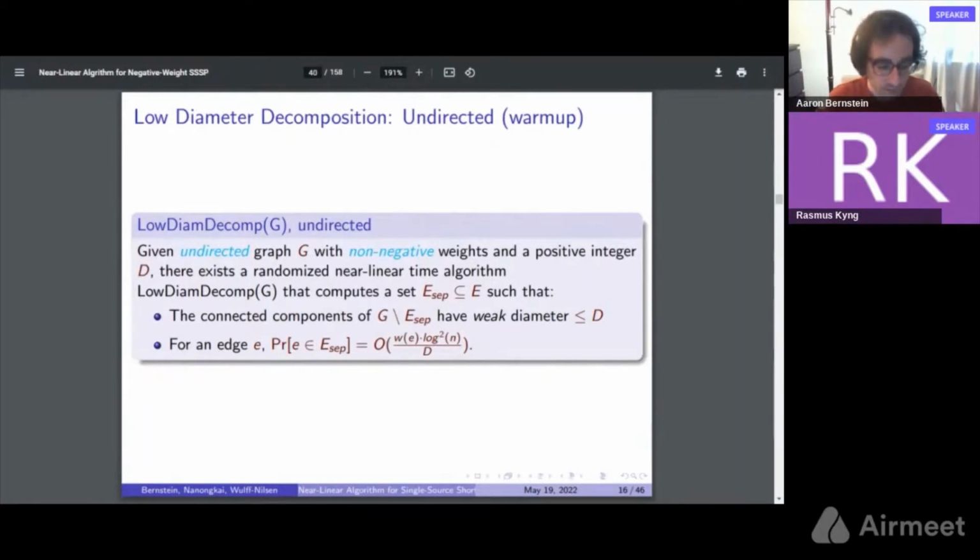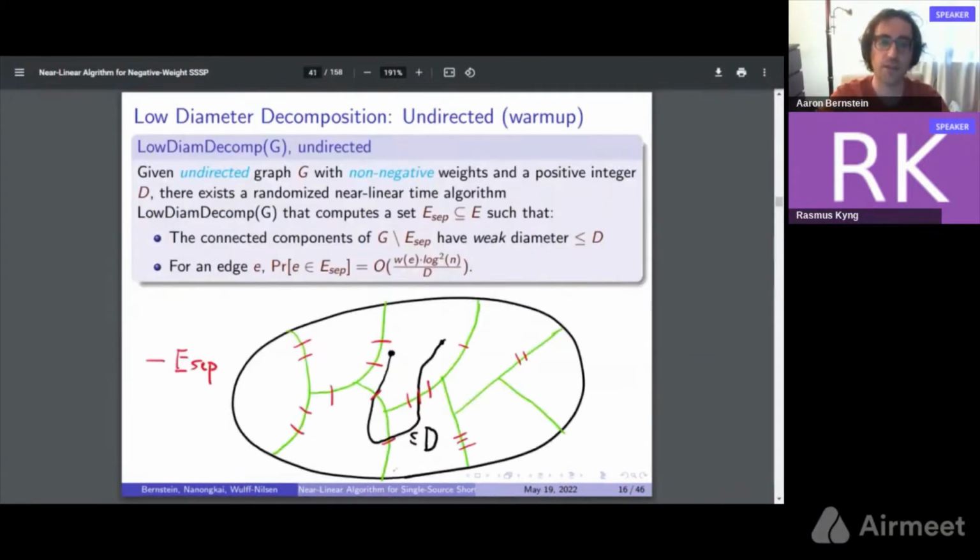And what you can do is you can take your graph G and you can decompose it into small connected components plus some crossing edges. So the property is that each connected component is going to have weak diameter at most d, and there are few crossing edges. These crossing edges, those are the edges in E_SEP. And when we say few, we mean something pretty strong. It's not just that the absolute number of crossing edges is few, it's that any particular edge has a small probability of being one of these crossing edges, of being a separator edge. And the probability is basically the weight of the edge divided by your diameter d.